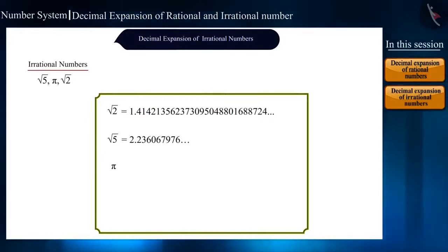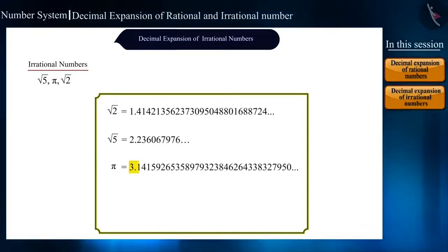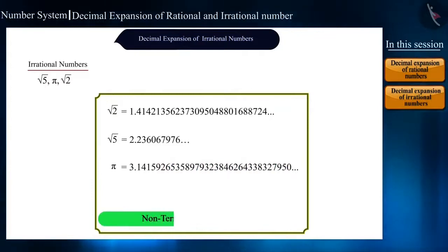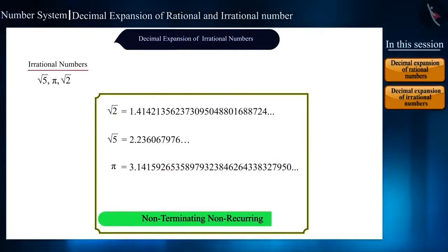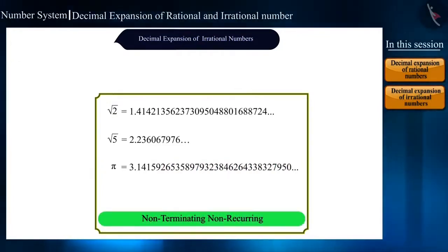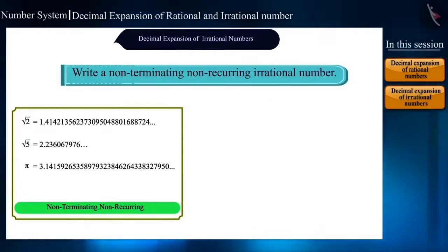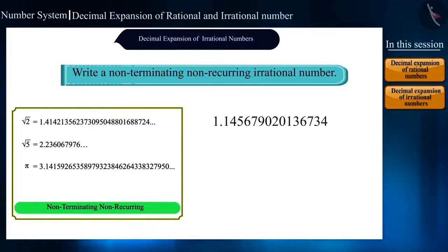You must be familiar with pi. Its decimal expansion is also like this. Here also, the numbers are neither getting repeated nor are they ending. Thus, we can conclude that the decimal expansion of irrational numbers is non-terminating, non-recurring. Friends, can you write an irrational number like this? Yes, we can write many such numbers.